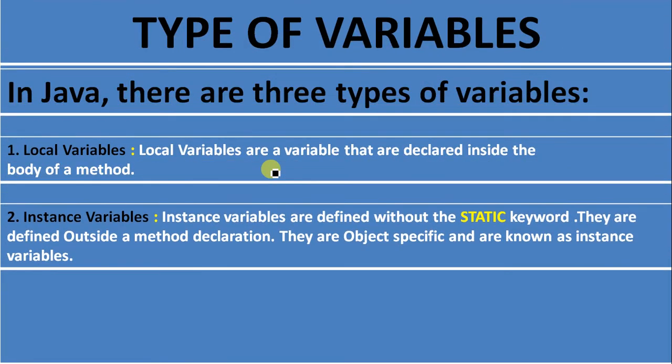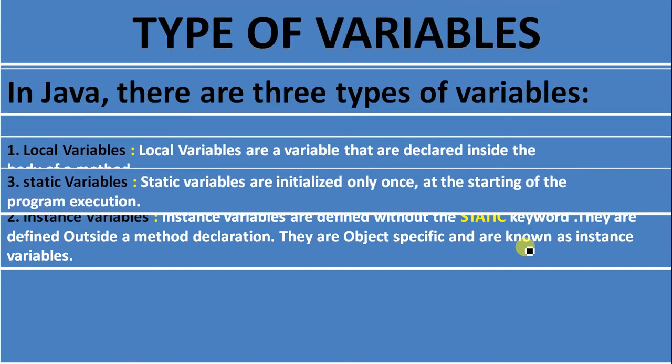Next one is the instance variable. Instance variables are defined without the static keyword. They are defined outside a method declaration. It means instance variables are declared outside the method and local variables are declared within the method. They are object specific and are known as instance variables. Every instance variable is specific to an object, meaning each object has its own instance variable.